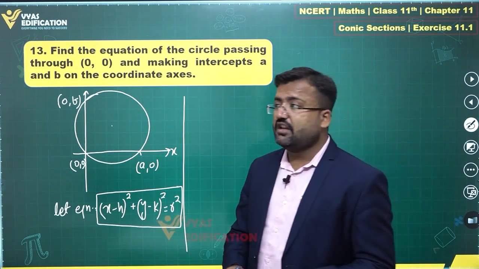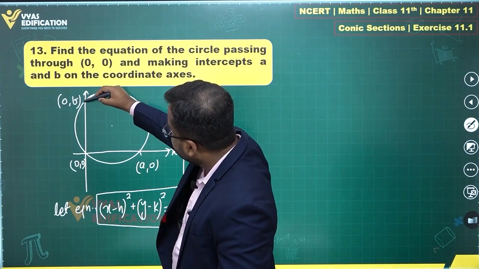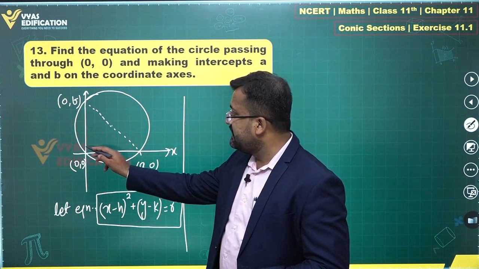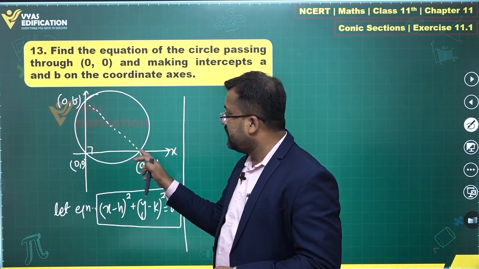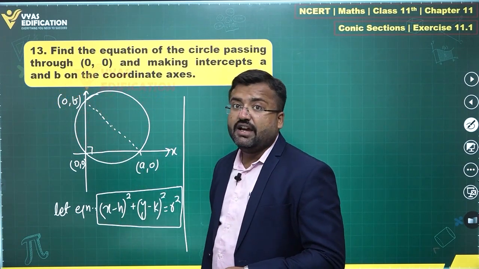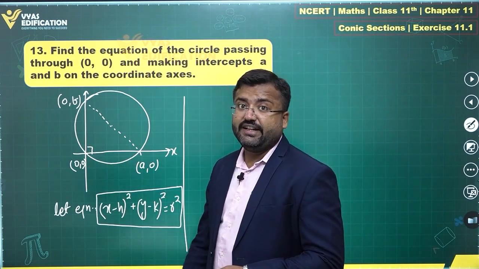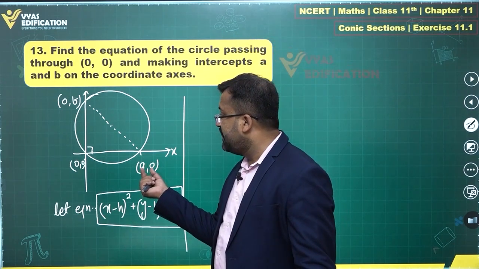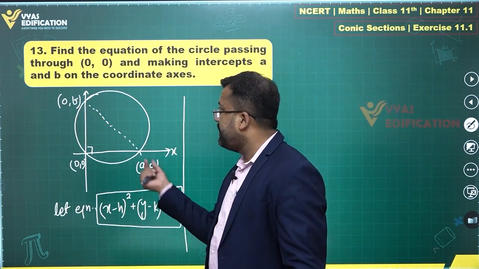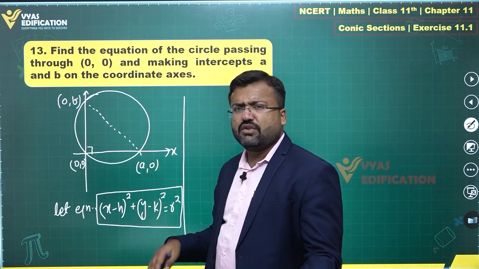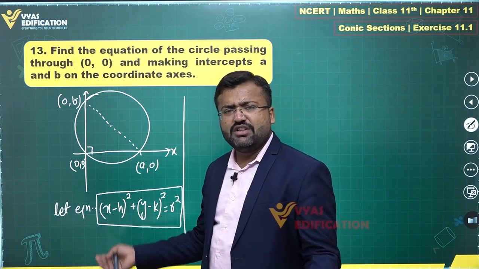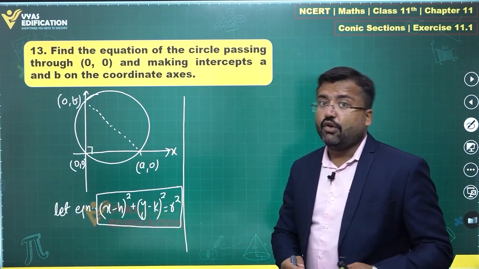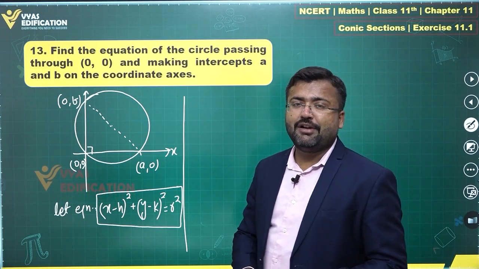Otherwise, there's another approach you could follow: you can use the endpoints of the diameter. If you observe, this angle is 90 degrees, so this chord of the circle will actually be a diameter, since it subtends an angle of 90 degrees at the circumference. So you can use the diameter form, (x − a)(x − 0) + (y − 0)(y − b) = 0, which gives x² + y² − ax − by = 0. That will be the equation, the answer in simple terms. But NCERT doesn't talk about the diametrical form.